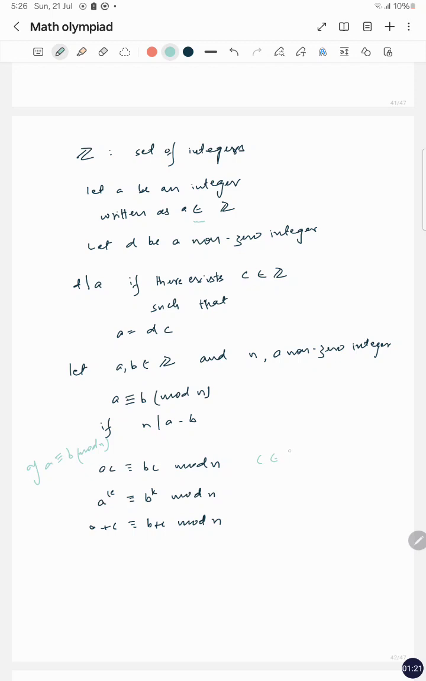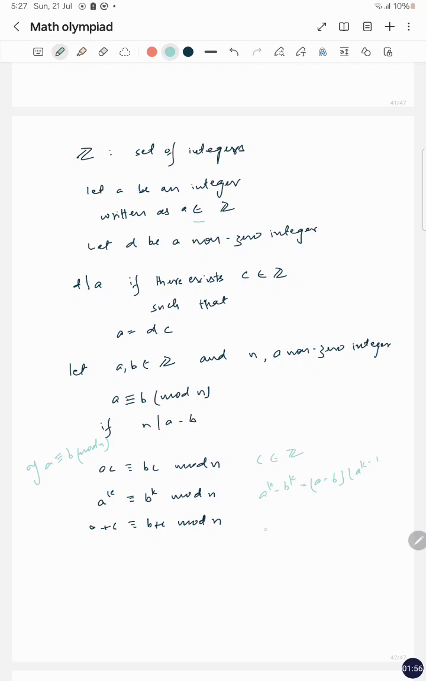where C is an integer, and A to the power K is congruent to B to the power K modulo N, where K is a positive integer. It's useful to know this factorization. So A minus B divides A to the power K minus B to the power K.